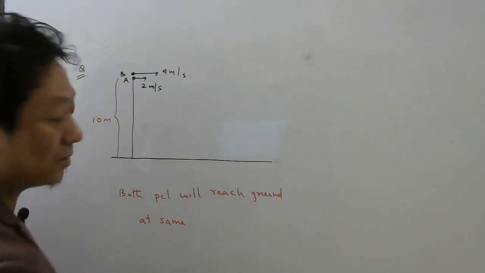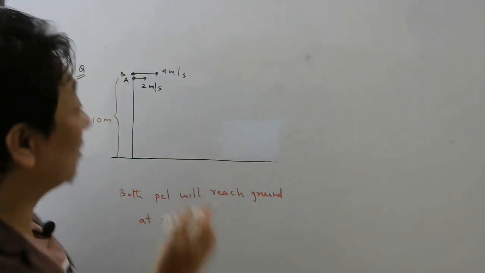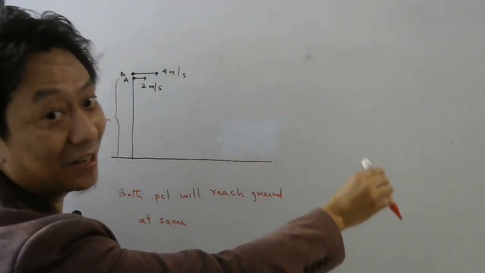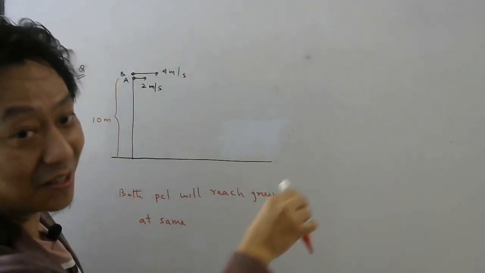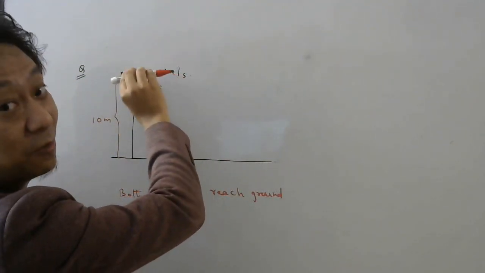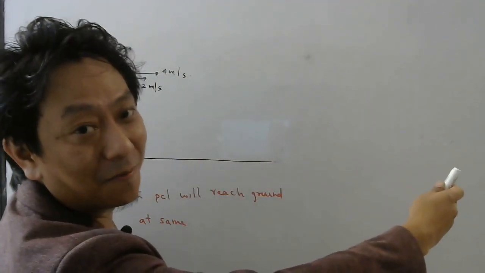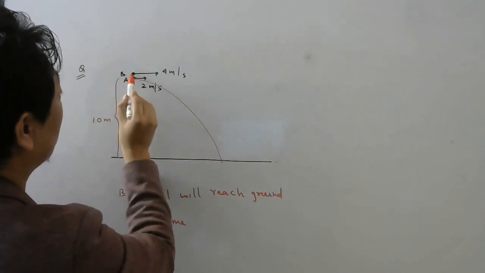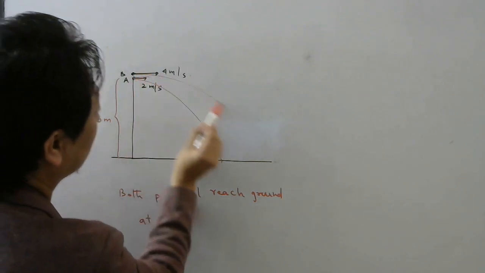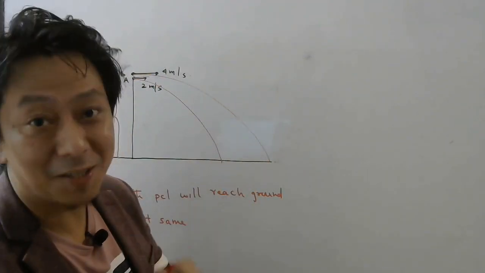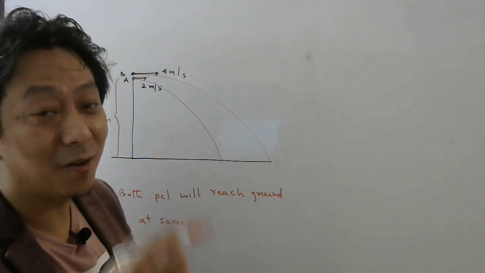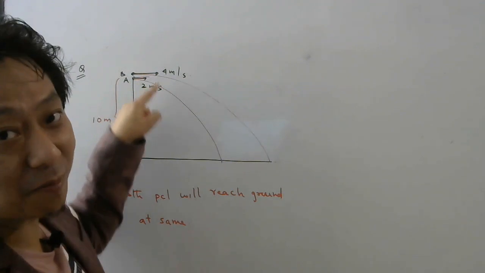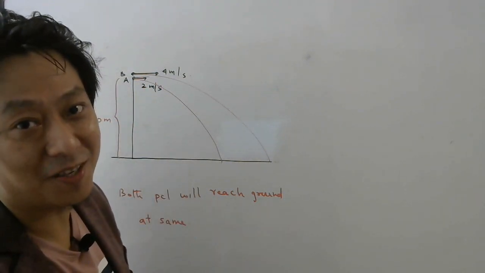Now why will they reach the ground at the same time? Some people think that this is moving faster, so this should reach early because it is moving fast. But please understand, even if it is moving fast, it will cover more horizontal distance. Okay, so this will travel this kind of path and this will travel this kind of path, the second one. If you remember, we discussed before that time of flight depends only on the y component of initial velocity, and you can see both of them have same y component of initial velocity.